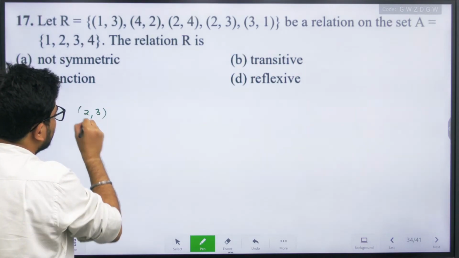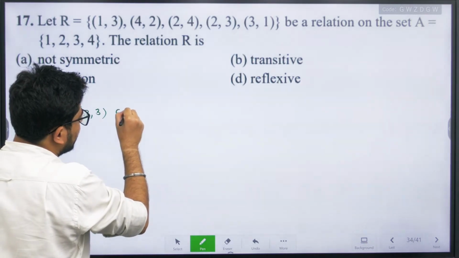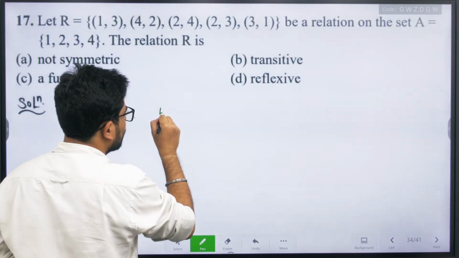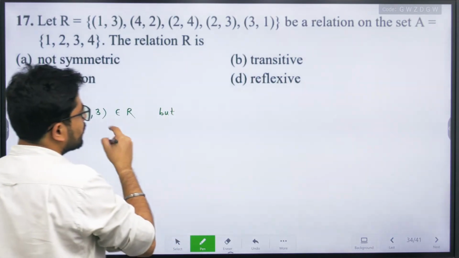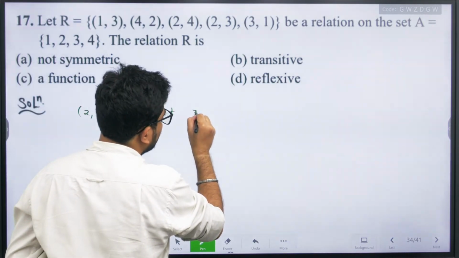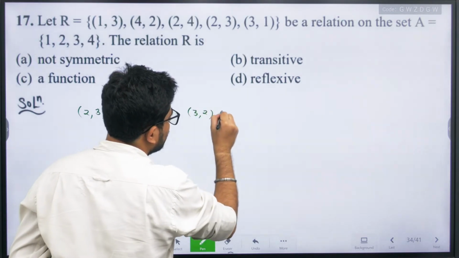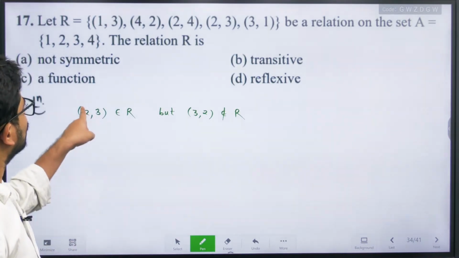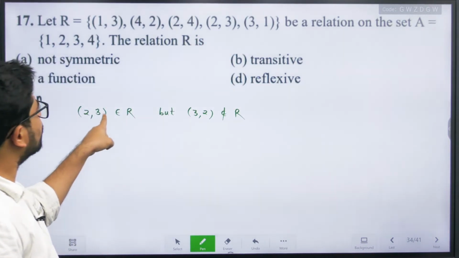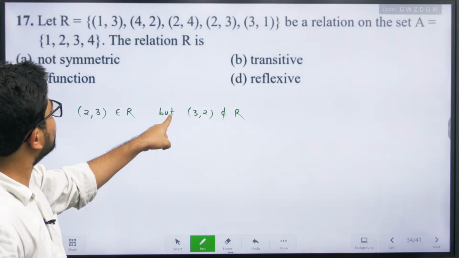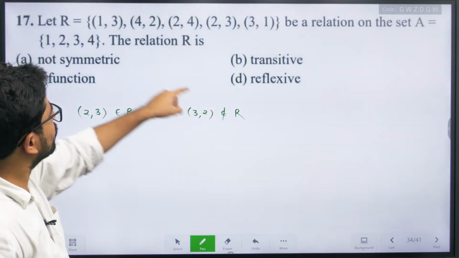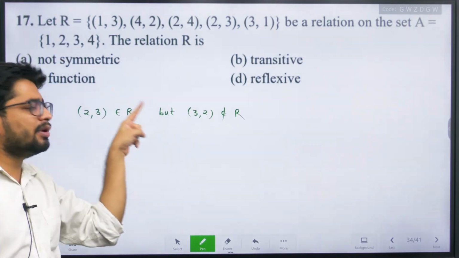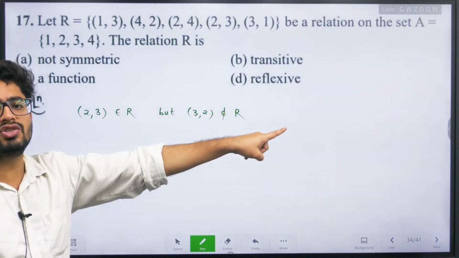2, 3, that belongs to where? That belongs to the relation. Yes? But 3 comma 2 is not a member of your relation. Yes, 2 comma 3 is here. 2 comma 3 belongs to the relation, but 3 comma 2 does not belong to the relation. Yes, 3 comma 2 is not here. So you can say (a, b) belongs to R, but (b, a) does not belong to R.